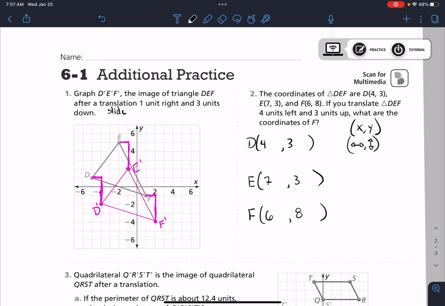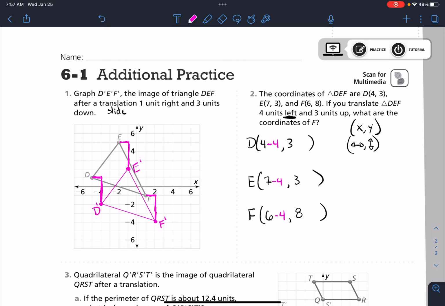So that means I'm going to take away 4 from the original X value because we're going left. So left would be subtract, and it says 4 units to the left. So minus 4. Actually, let me do it a different color so y'all can see this here. I'll do hot pink again. So minus 4, minus 4, minus 4.